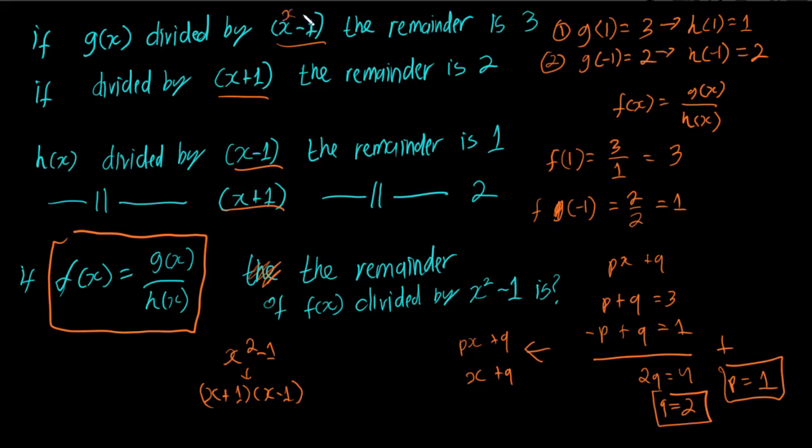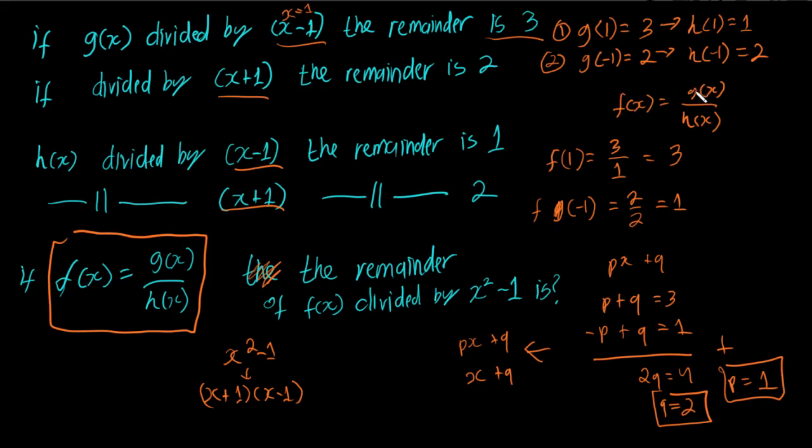So for x minus 1, x equals 1, right, and then you have the function g(1) equals 3, and then do the same for x plus 1, x equals minus 1, so g(-1) equals 2, and then do the same for h: h(1) equals 1, h(-1) equals 2. So you're gonna apply this then. Okay, you gotta apply this.